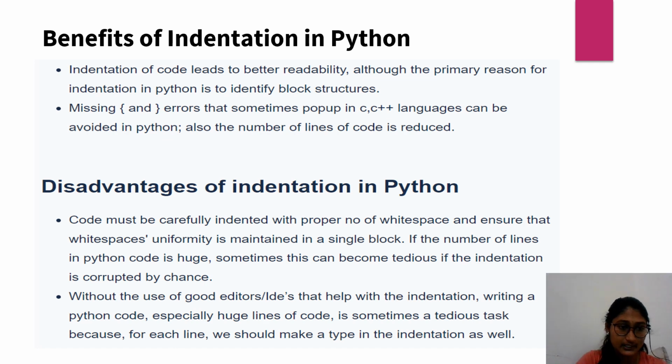Disadvantages of indentation in Python. Code must be carefully indented with the proper number of white spaces, and you must ensure that white space uniformity is maintained in a single block. If the number of lines in the Python code is huge, sometimes this can become tedious if the indentation is corrupted by chance. Without the use of good editors or IDEs that help with indentation, writing Python code, especially huge lines of code, is sometimes a tedious task because for each line we should type in the indentation as well.